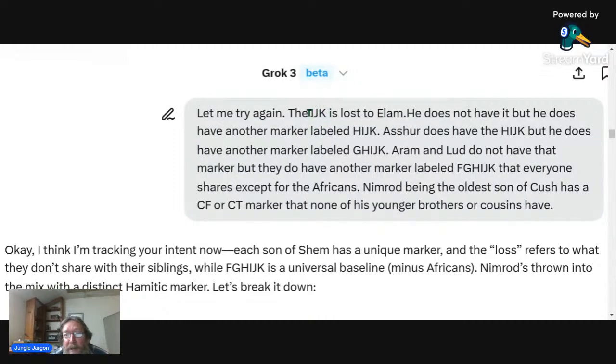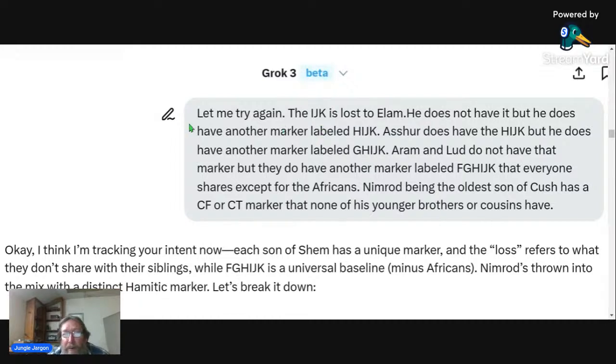Arpachshad can share this IJK marker with his uncle Japheth because Arpachshad's father is Shem. So Shem is the brother of Japheth. They can share a marker. But this marker is then lost to the next in line who's born, Elam. Of course, there's so many markers, they just pick and choose one to support their out of Africa belief.